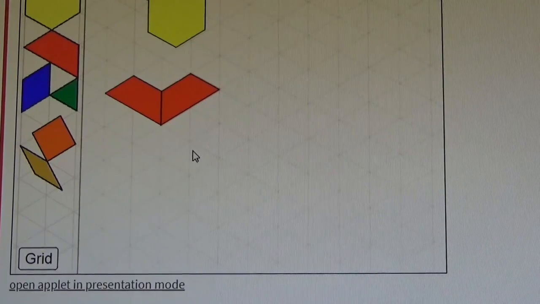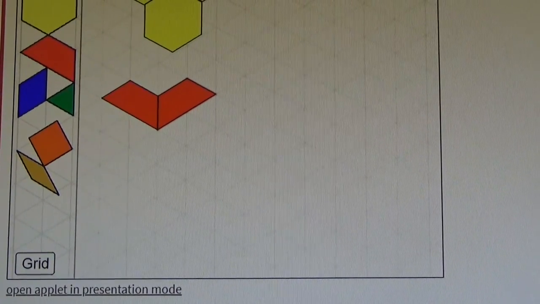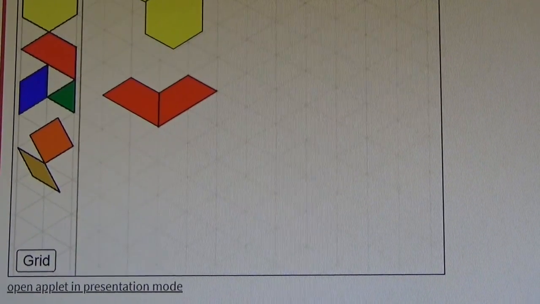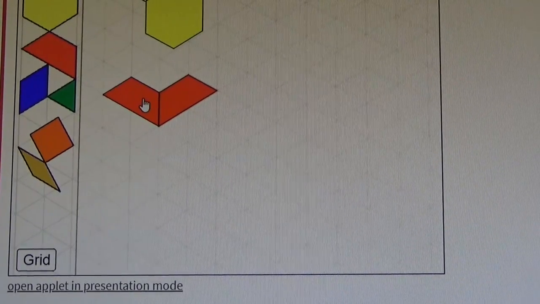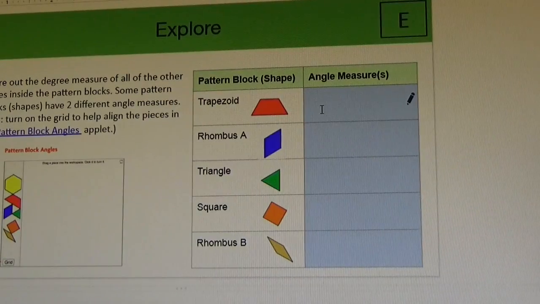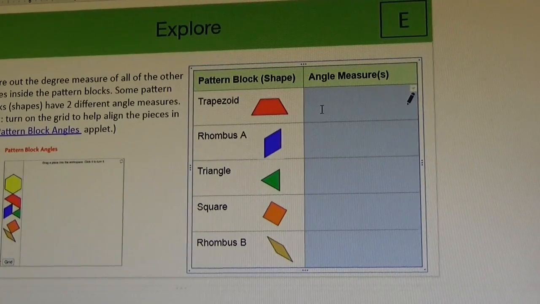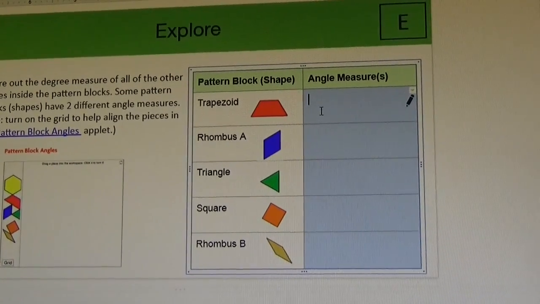That's a good place to start. Let's pause here so you can work with these shapes to find all the angles inside each one. Write your answers in this table and then press play to continue.